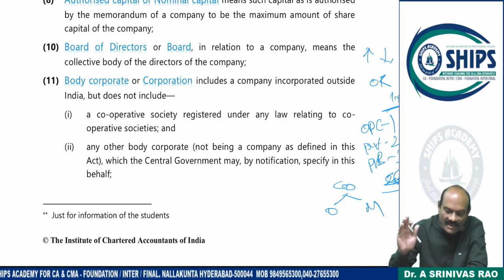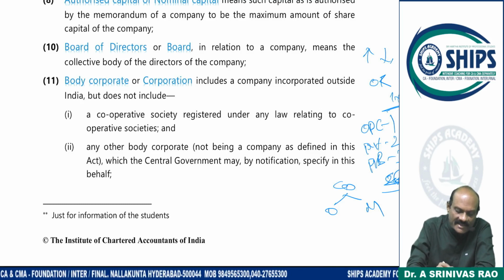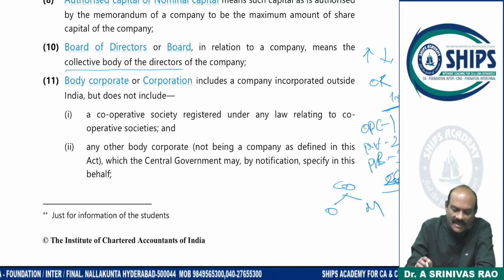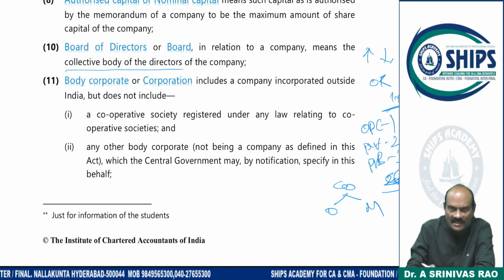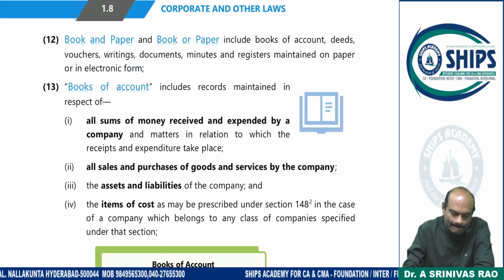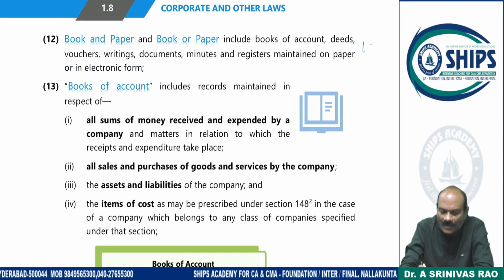Board of directors is meant for the overall control over the affairs of the entity. It is the collective body of the directors of the entity. Of course, a body corporate and corporation is an artificial person. Books and papers. Now remember here only one point I would say.